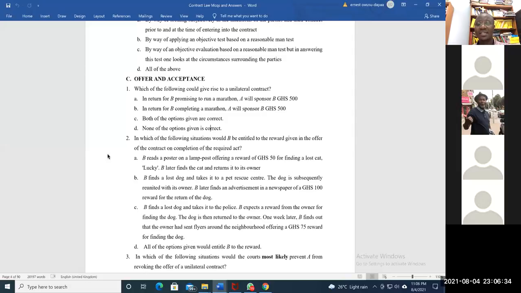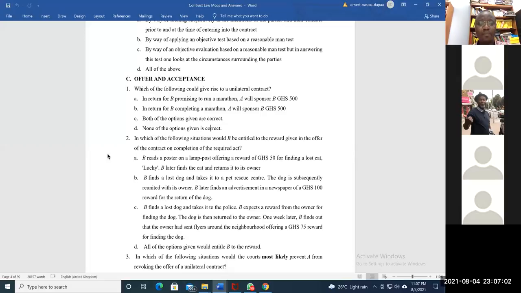Now, if we look at A, it is suggesting that there are two promises, because in return for B promising to run a marathon, A will provide a sponsorship. So we have to flag A as being problematic in terms of a unilateral contract, because from the way it is, it suggests that there are two promises, and that will make it bilateral.